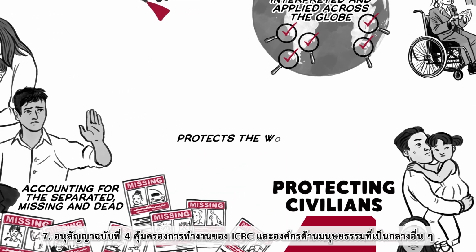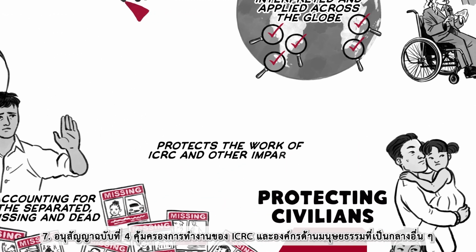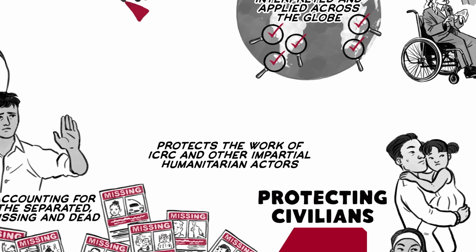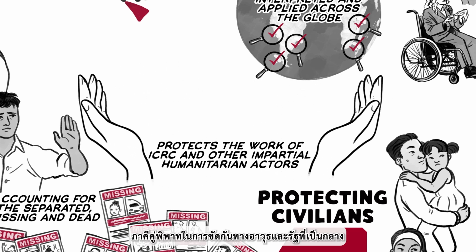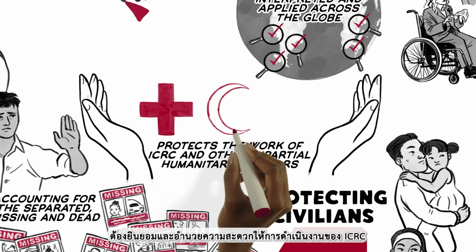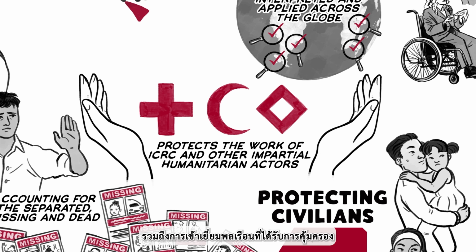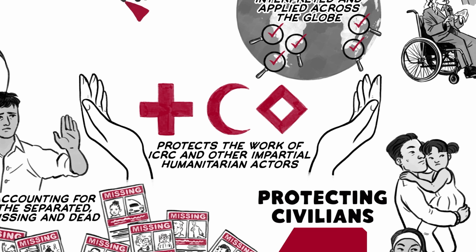The Fourth Convention protects the work of the ICRC and other impartial humanitarian actors. Parties to an armed conflict and neutral states must allow and facilitate ICRC activities, including visits to protected civilians.